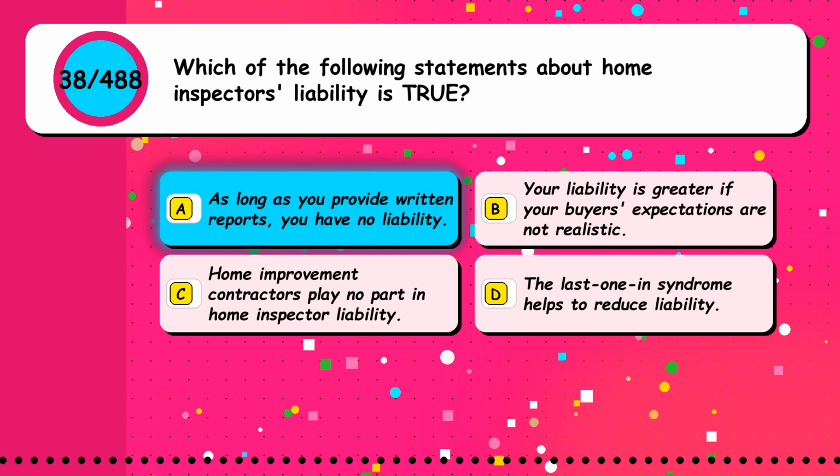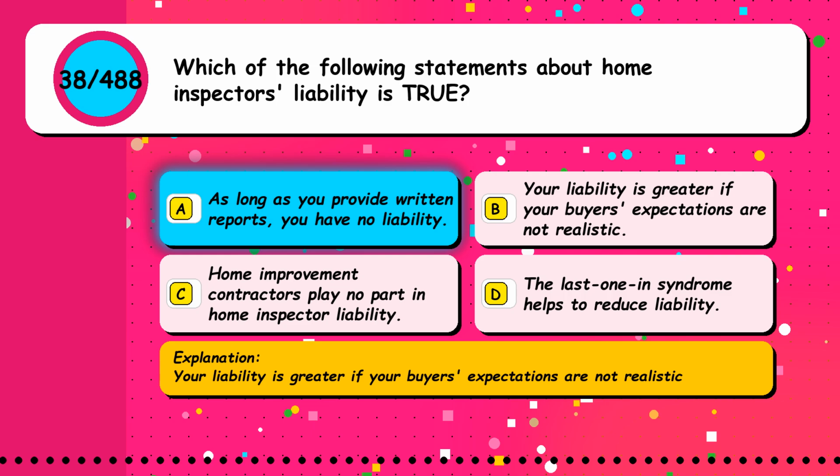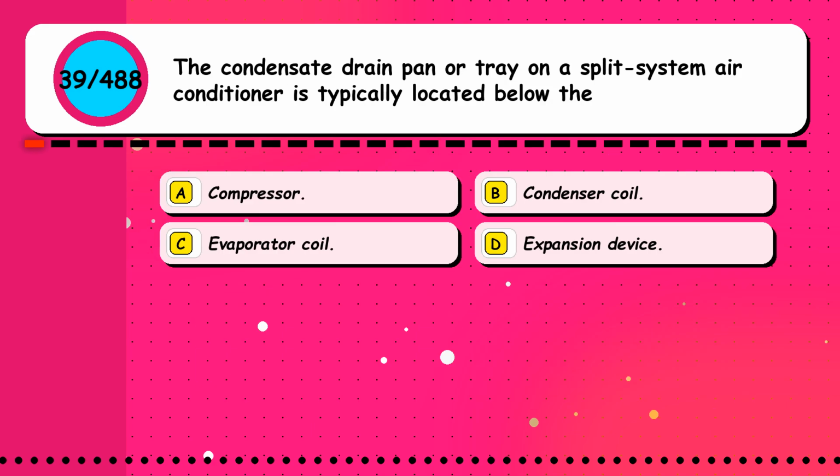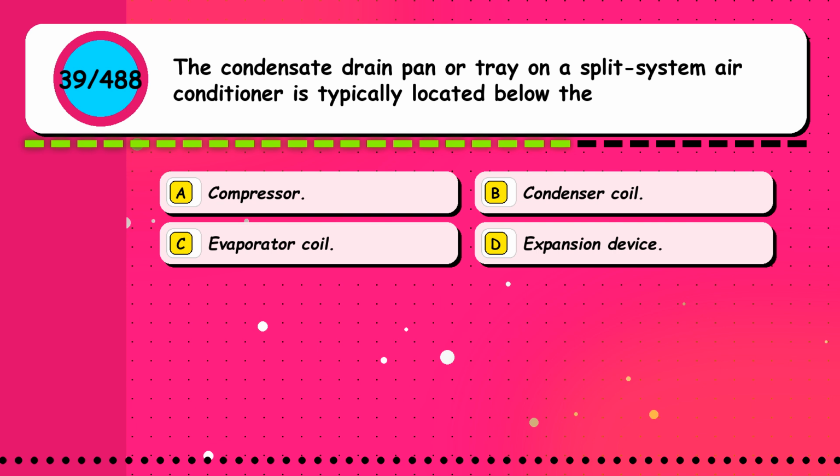The correct answer is option A, as long as you provide written reports, you have no liability. Your liability is greater if your buyer's expectations are not realistic. Question 39. The condensate drain pan or tray on a split-system air conditioner is typically located below the: Option A, compressor. Option B, condenser coil. Option C, evaporator coil. Option D, expansion device.